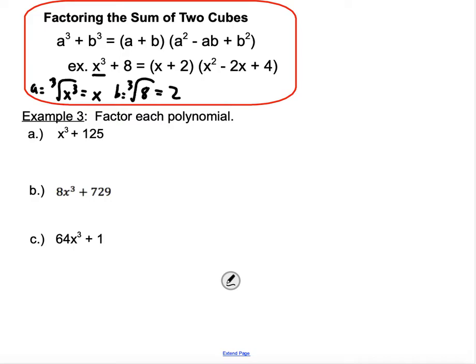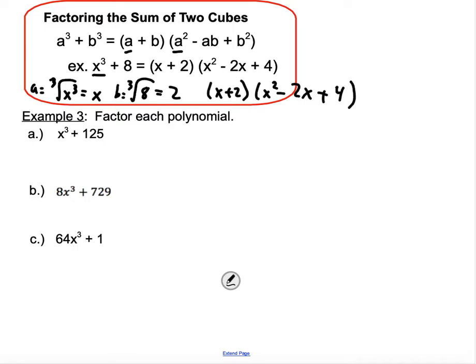So when I did that, my a value ended up being x, and my b value ends up being 2. So if I plug that into the formula up here, it goes a plus b, so that's x plus 2, times a squared, so that's x squared, minus ab, so a is x and b is 2, so it's minus 2x. Number goes first, variable goes second. And then plus b squared, b is 2, and if you square it, you get 4.